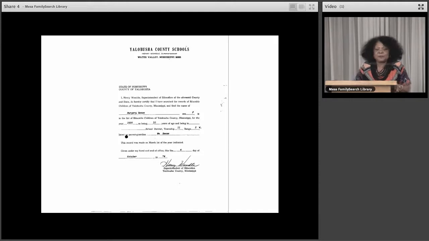And here's the response. State of Mississippi, County of Yalobusha. Marjorie Reese, female, is in the list of educable school children of Yalobusha County, Mississippi for the year 1920 as being 10 years old. And it also stated that she was brought to school, I believe, by her father, William T. Reese. So now we know she was born in 1910, and she did attend school there.